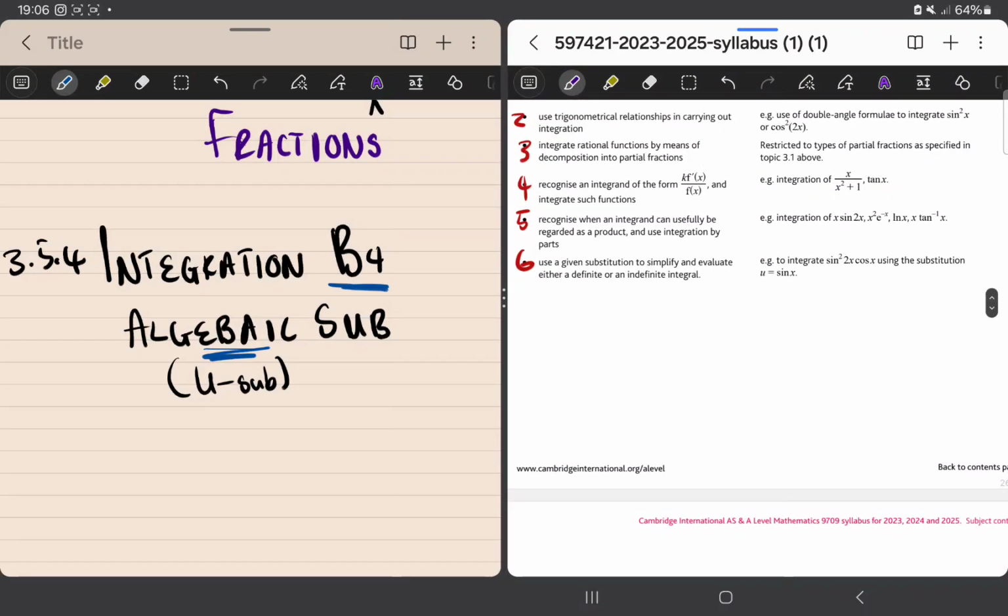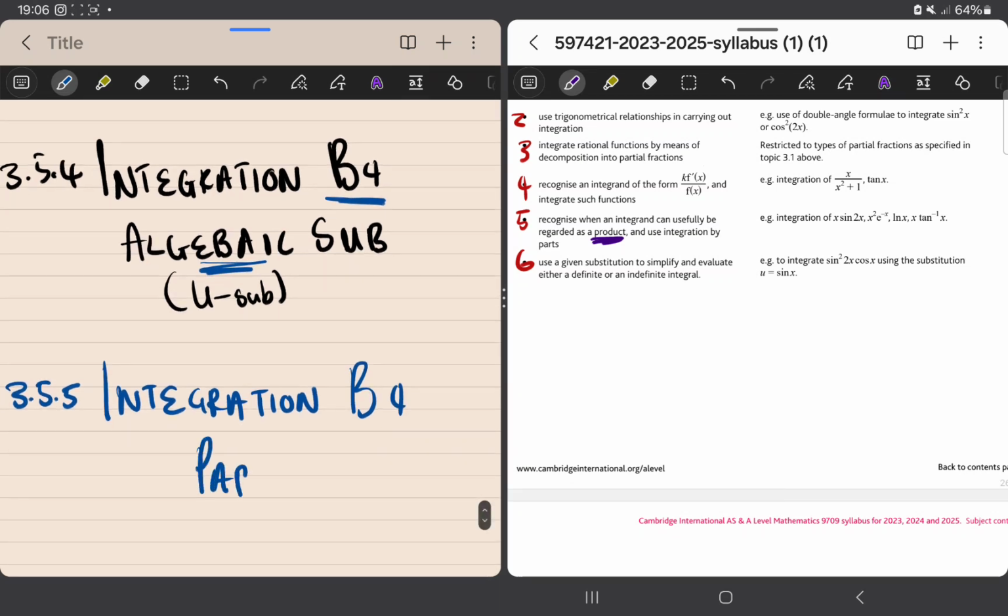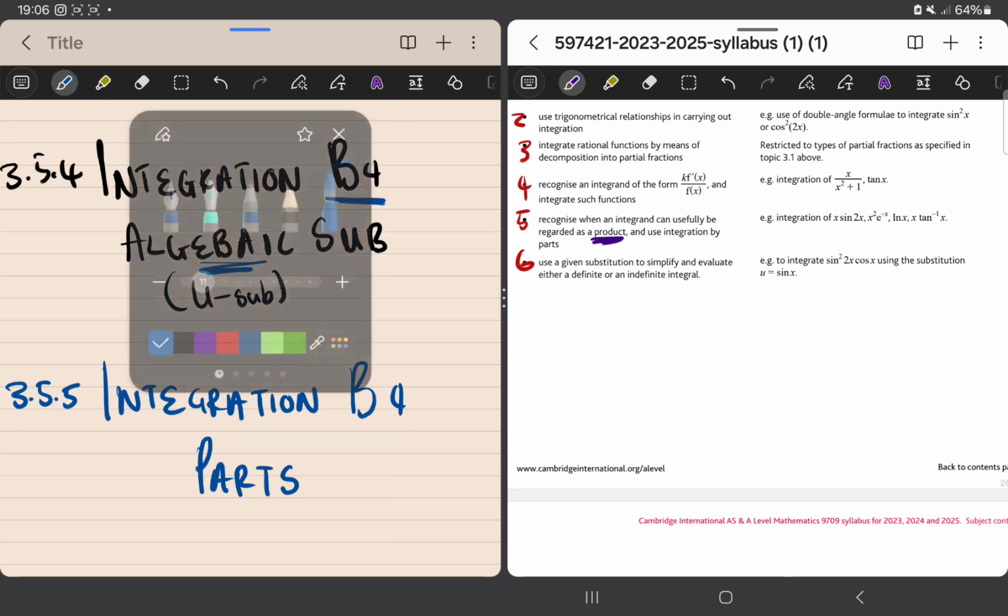Then if you go to 3.5.5, they're saying recognize when an integrand can be usefully regarded as a product. So this is going to be integration by parts. We're going to do integration by parts. That is going to be 3.5.5. So you must also know when you use this method. These are just methods of integration. Nothing else.